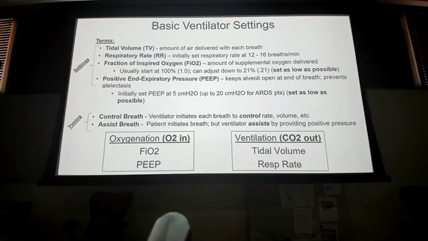And then the two modes we're primarily going to be talking about are control and assist, and when we talk about that here in a second, it'll make more sense. So control, the ventilator initiates each breath to control rate, volume, everything else. That can be an issue if the patient's spontaneously breathing, because the ventilator is going to keep giving breaths, right? So if the ventilator and the patient are both trying to breathe at the same time, what happens? They're unsynchronized, right? It's like me and my wife trying to dance.